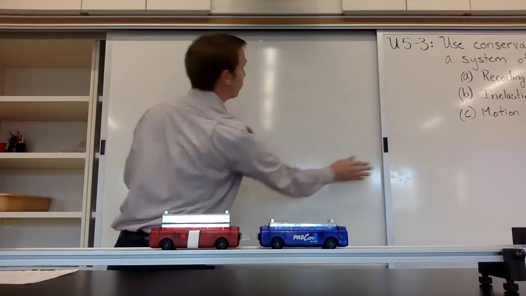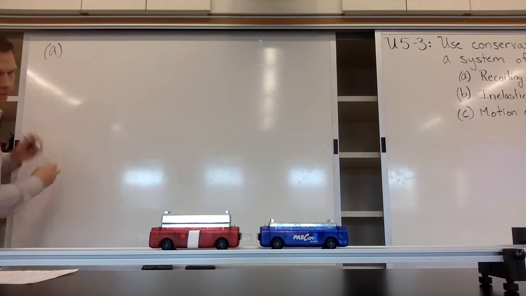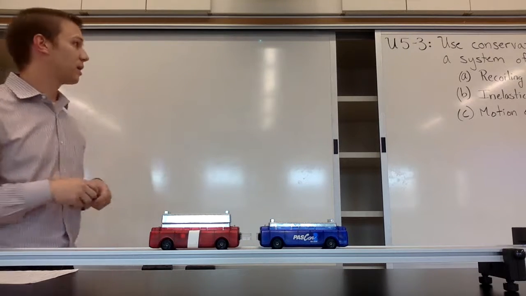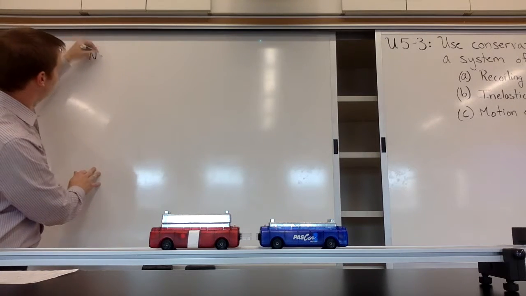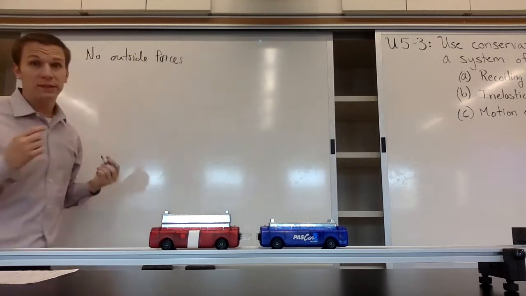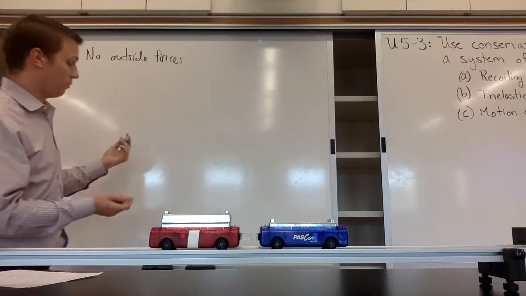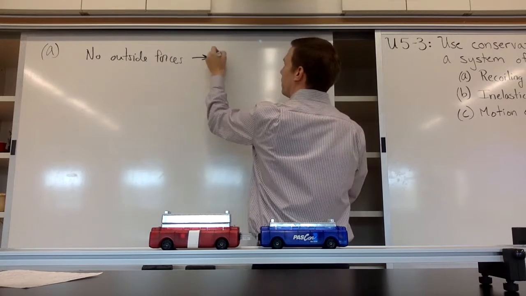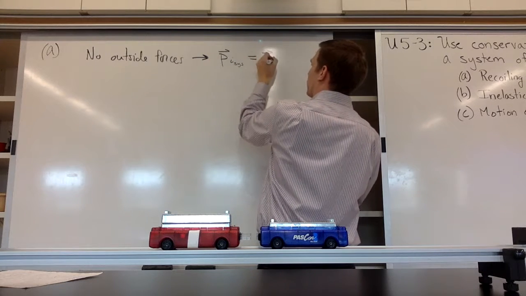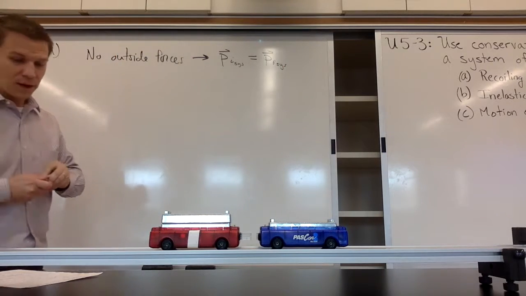So the first one, let's look at recoiling objects. So A, recoiling objects. With this target, we are going to put everything in our system so that there's no outside forces. So the first assumption, the big idea, is no outside forces. What does that mean? That means momentum is conserved. Another way to write that in shorthand: the initial momentum of the system is equal to the final momentum of the system. The momentum before is equal to the momentum after.